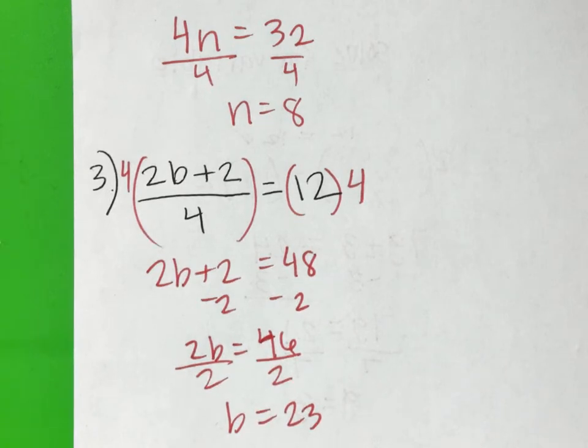Alright, I passed out your worksheet for today. So that front side is the easier equations, like numbers 1 and 2 that we did.